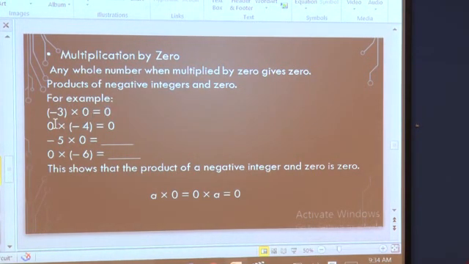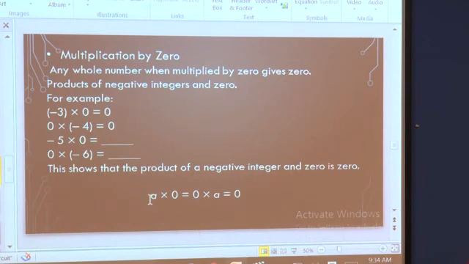When you multiply 0 with a negative integer, the answer is also 0. So, minus 5 into 0, what will be the answer? Minus 5? No, because we are multiplying with a 0, so it is 0. So, 0 multiplied by minus 6 is 0. This shows that the product of a negative integer and 0 is 0.